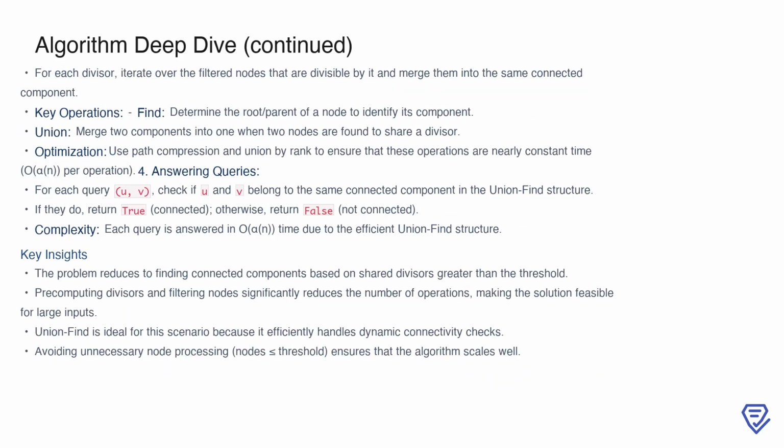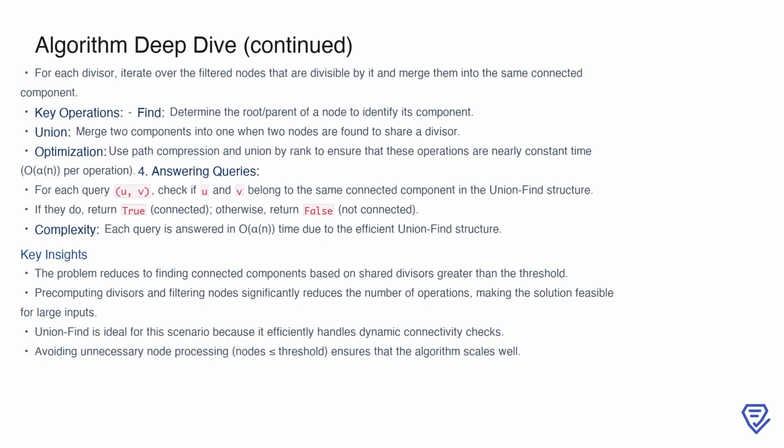After filtering nodes based on the threshold, we process each divisor and the corresponding filtered nodes. For these nodes, we use union find operations to merge them into the same connected component. The two key operations in union find are find, which identifies the root or parent of a node, and union, which merges two components when nodes share a divisor. We optimize these operations using path compression and union by rank to make them nearly constant time, specifically O(alpha(n)) per operation, where alpha is the inverse Ackermann function. Once all components are formed, answering the queries becomes straightforward.